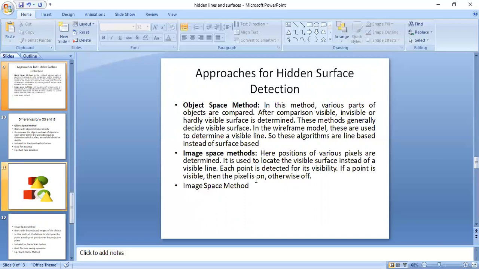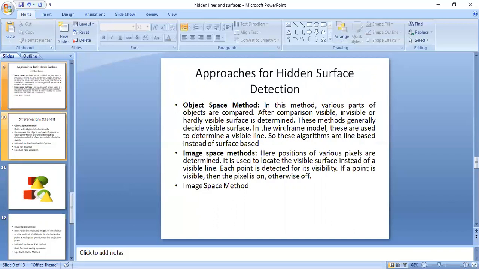Applying this concept, we are going to study four algorithms: backface detection, depth buffer algorithm, A-buffer algorithm, and scanline algorithm. But all these algorithms are based on two approaches for hidden or visible surface detection. They either fall in the category of object space method or image space method. So I'll read it for you.